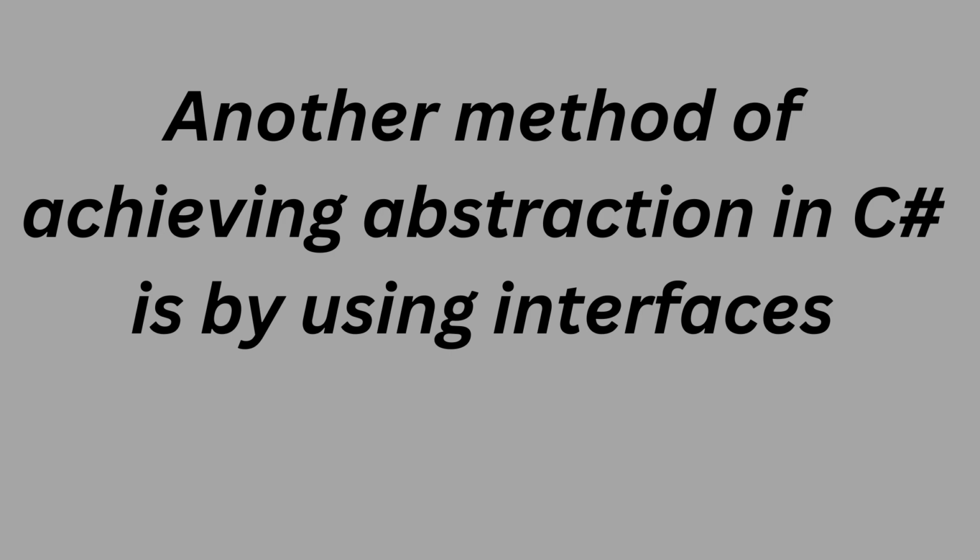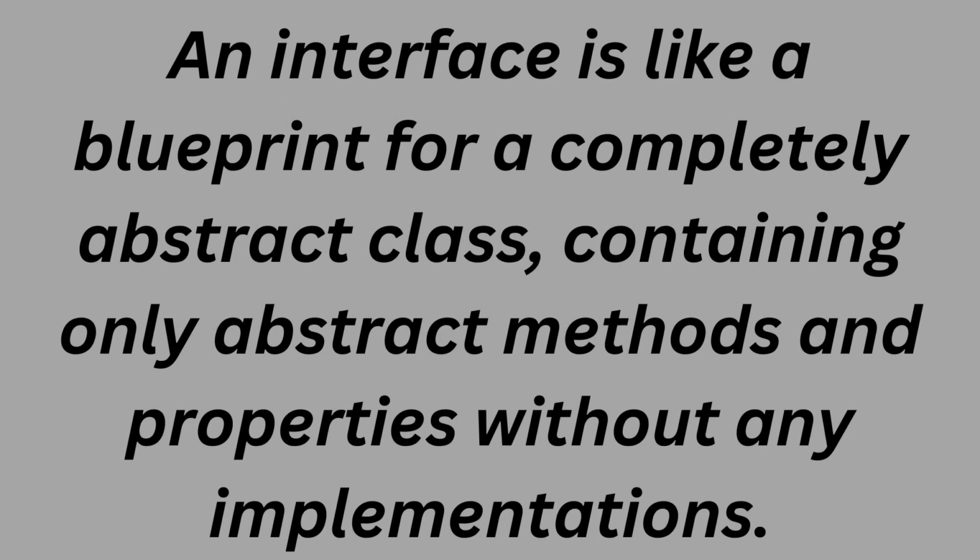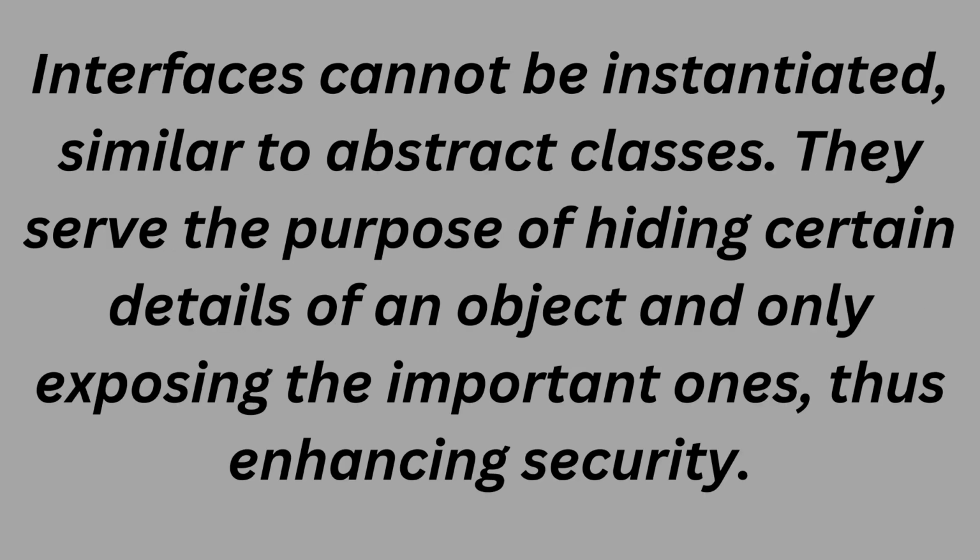Another method of achieving abstraction in C# is by using interfaces. An interface is like a blueprint for a completely abstract class, containing only abstract methods and properties without any implementations. Interfaces cannot be instantiated, similar to abstract classes. They serve the purpose of hiding certain details of an object and only exposing the important ones, thus enhancing security.